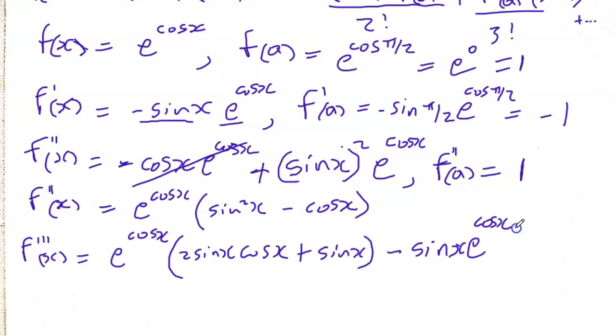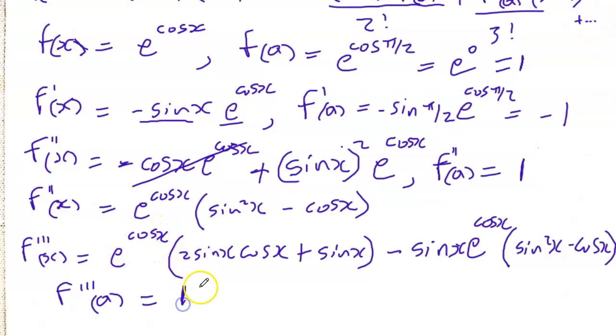And then I restate my sine square x minus cos x. And then for the x now, I'm going to replace x with pi over 2. So I'm going to evaluate the third derivative at a. And remember, a was pi over 2 radians, 90 degrees. So e to the cos 90, e to the cos pi over 2, that's 0. So it's e to the 0, so I'll have 1 outside the bracket there.